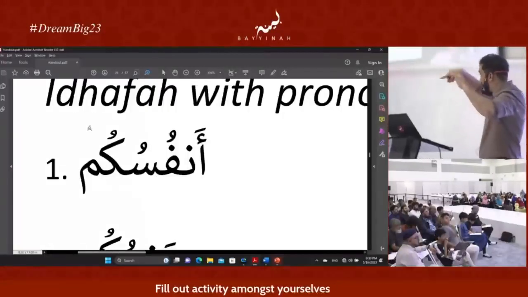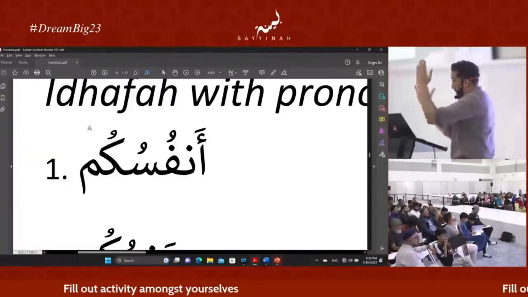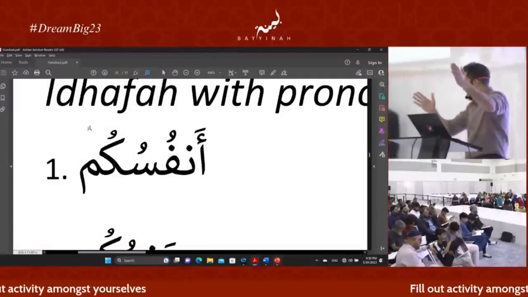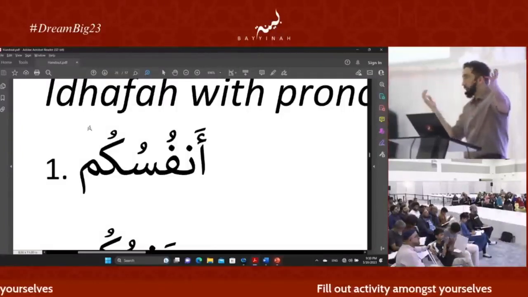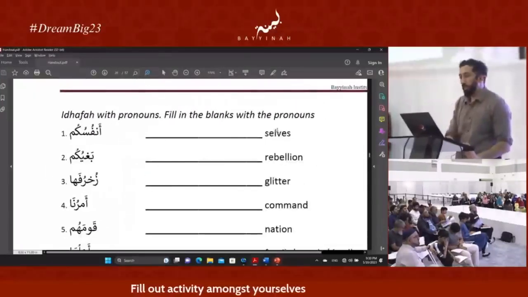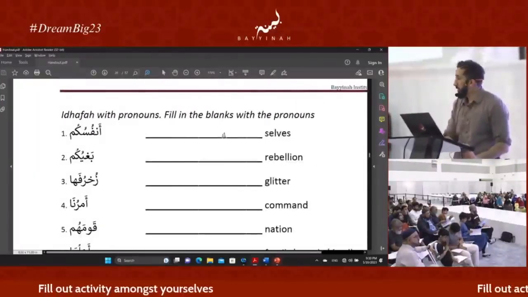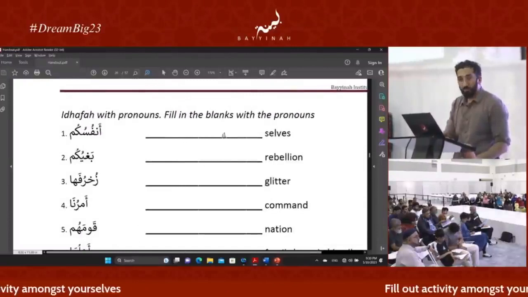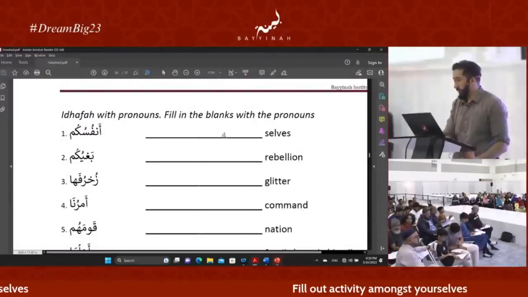So all the ant words mean you. You, both of you, all of you, feminine you, both of you, all you women. It's all yous. So kum means antum. So now the translation says selves. What's the missing piece? Yourselves.